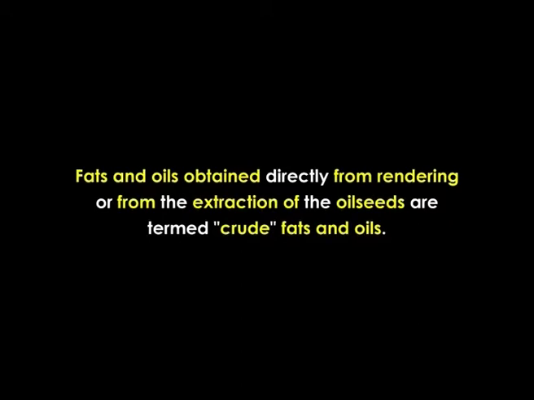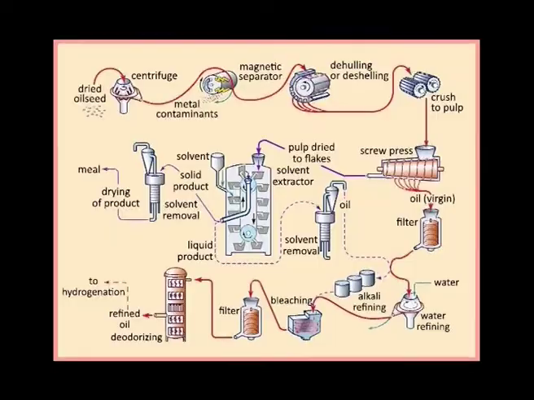Rendering may be accomplished with either dry heat or steam. Vegetable oils are obtained by the extraction or the expression of the oil from the oilseed source. The fats and oils obtained directly from rendering or from the extraction of oilseeds are termed crude fats and oils. Crude fats and oils contain varying but relatively small amounts of naturally occurring non-glyceride materials that are removed through a series of processing steps. Moving on to the next processing step, that is degumming.